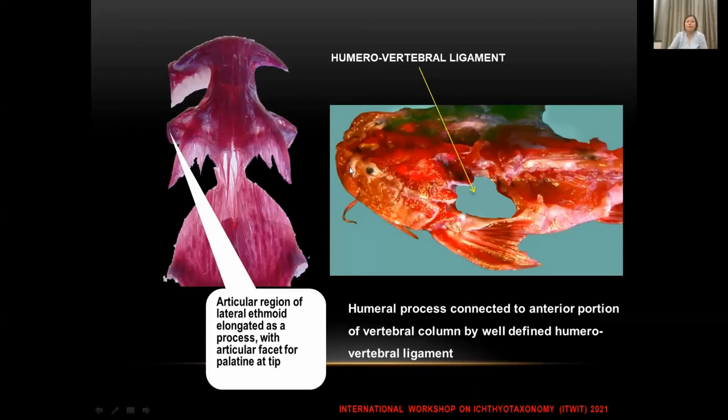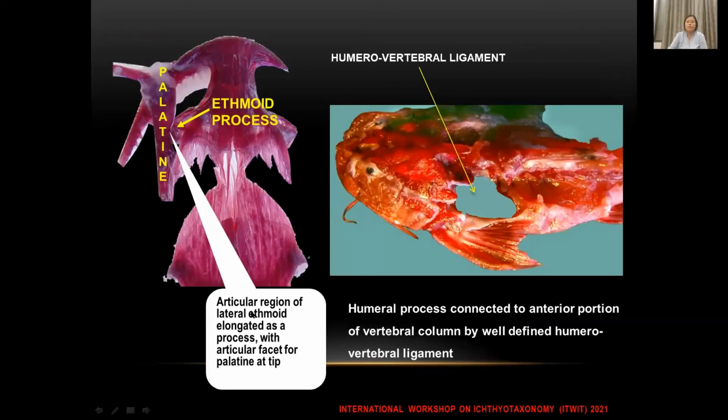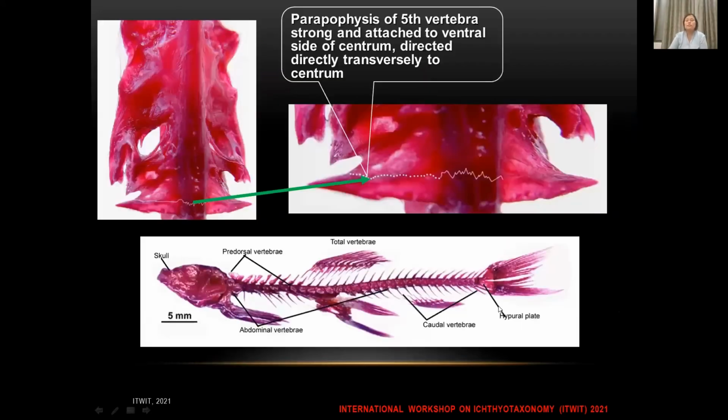Then again, there is an articular region of the lateral ethmoid, an elongated process with an articular facet for the palatine. So the ethmoid process is elongated and the palatine can be attached here. Then we have the humerovertebral ligament. The humeral process is connected to the anterior portion of the vertebral column by a well-defined humerovertebral ligament. These are the features which we see in Sisorid catfish.